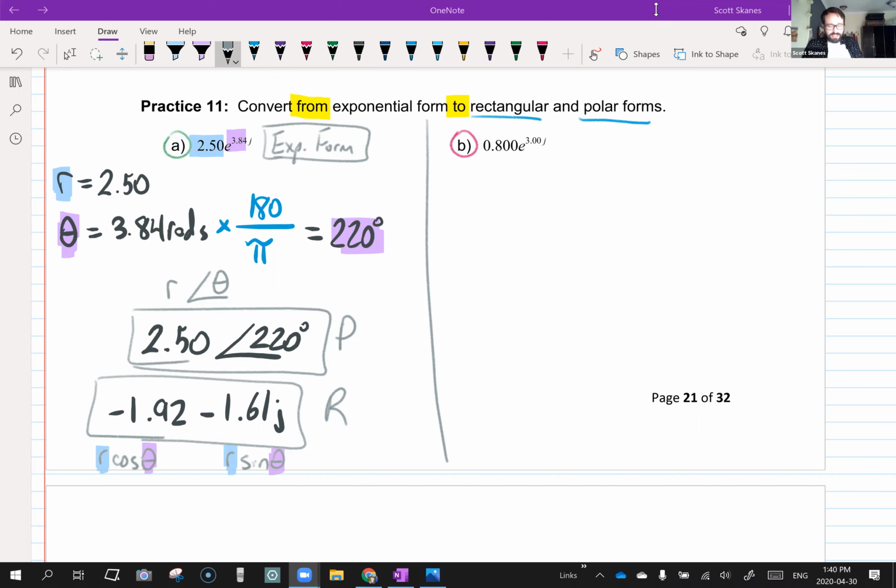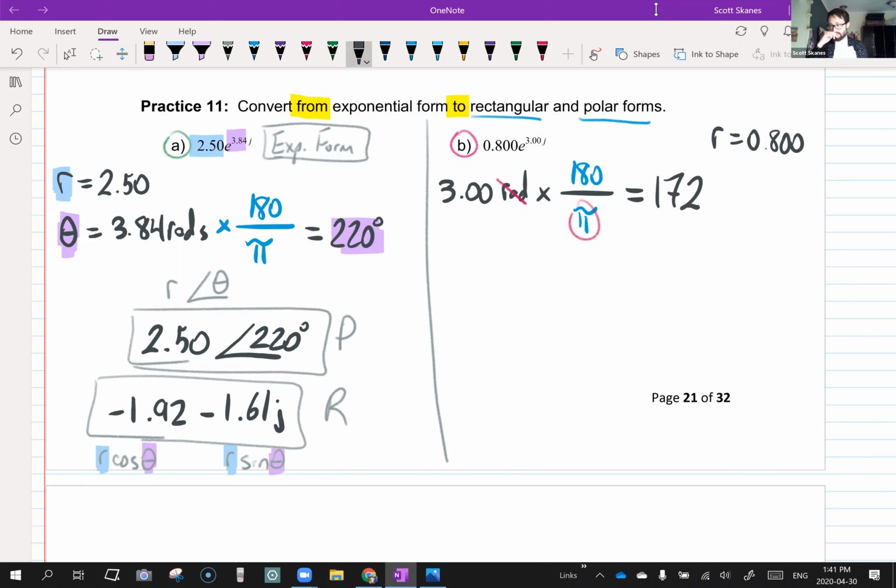First of all, I can see R there. You don't need to write R. If you want to write R to the side, you can, but you don't need to. The important thing is the angle. We're given 3.00. It's already in exponential form, so this is radians. We're going to multiply it by pi on bottom to cancel the radians and 180 on top. Now what does this give us? What I got was 172. I'm assuming we're okay with that.